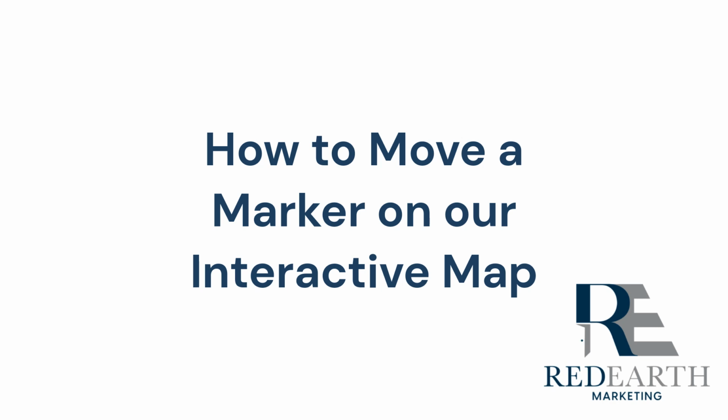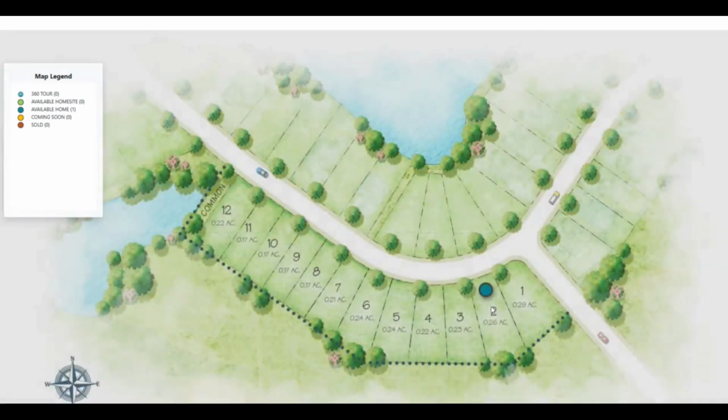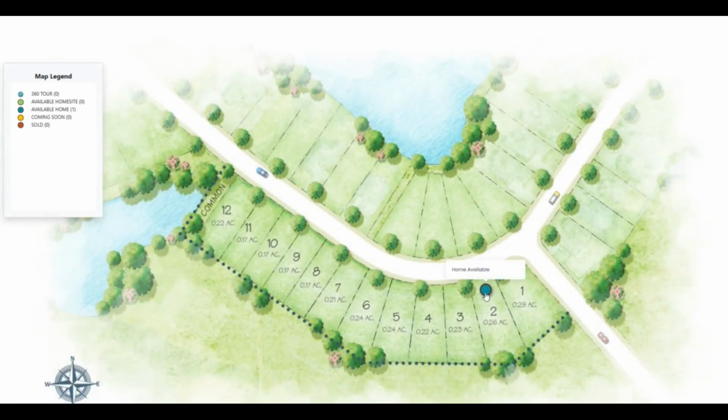Hello, and in this video I will be showing you how to move a marker on your interactive map. So you will click View Map, and for this instance, let's say we want to move that marker over to Lot 3 and keep the same status.